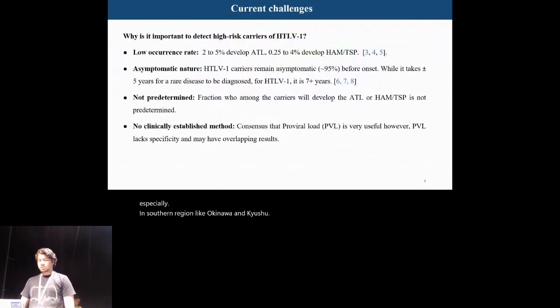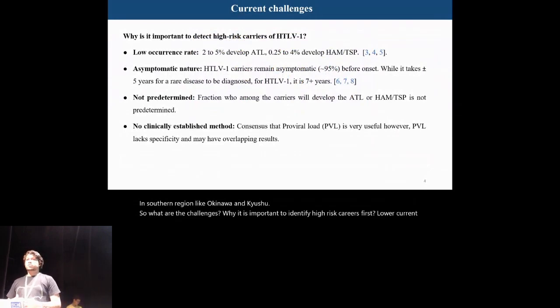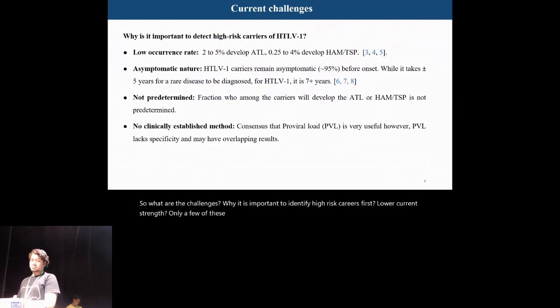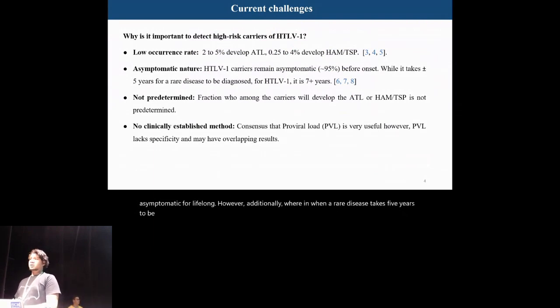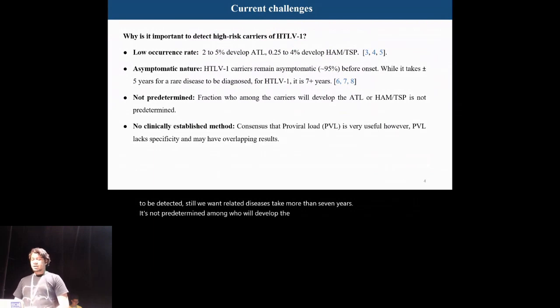So what are the challenges? Why is it important to identify high-risk carriers? First, low occurrence rate. Only a few HTLV-1 carriers develop the disease, and they remain asymptomatic for life. Additionally, when a rare disease takes 5 years to be detected, HTLV-1 related diseases take more than 7 years. Also, it's not predetermined who will develop the disease.